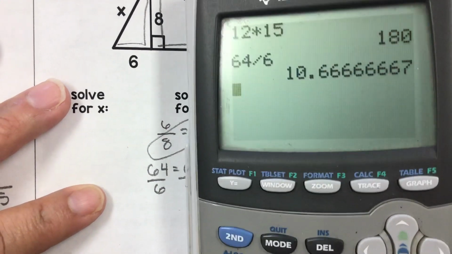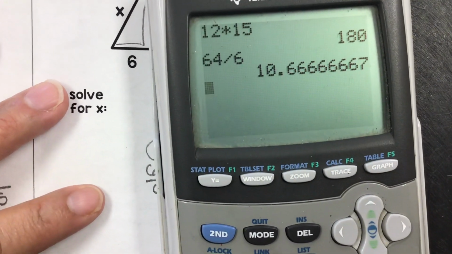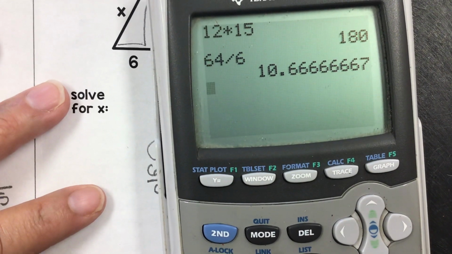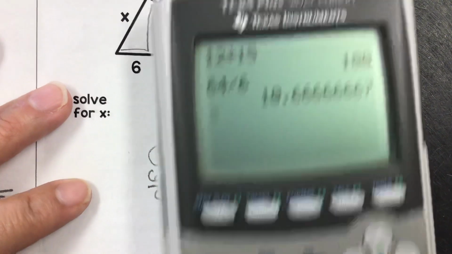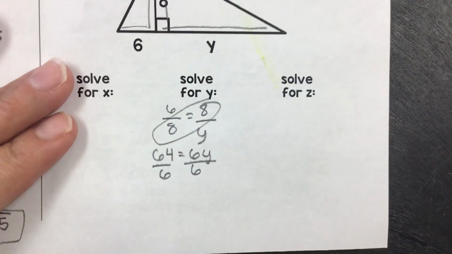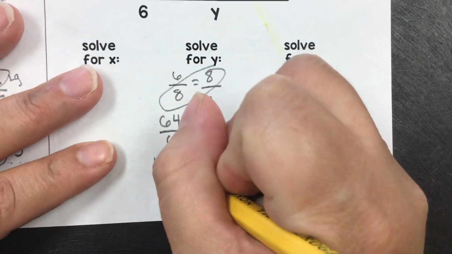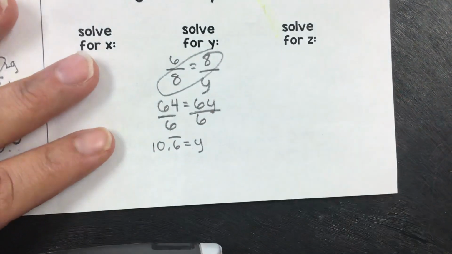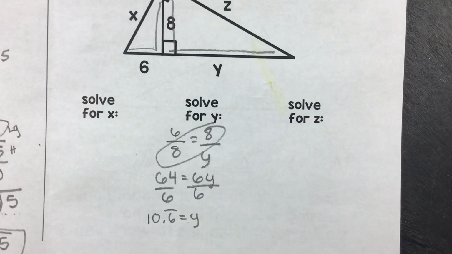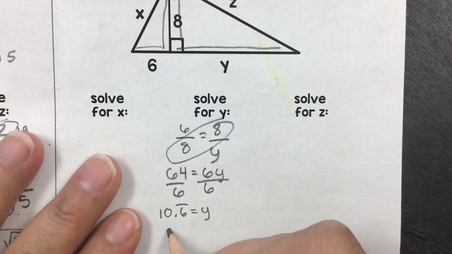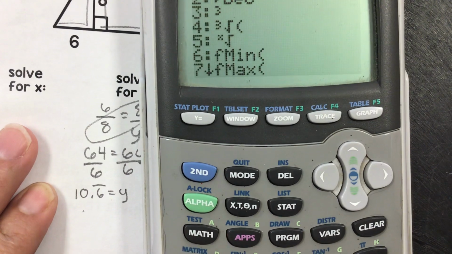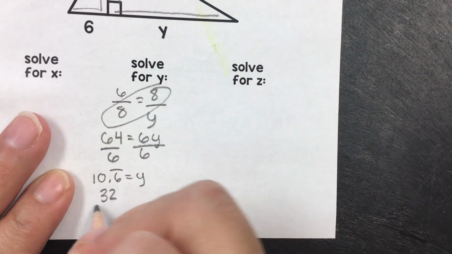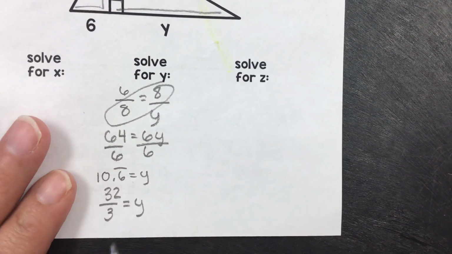Gives you that. You can write it as a decimal. I'm going to write it as a fraction just because the rounding will mess up our problems on the other parts. So you can write the decimal. Make sure that you put the marking of the 6 point repeating. So I'm going to write it down. 10.6 repeating is the y value. But since I have to use it to solve for the other problems, I'm going to write this decimal approximation. And you just hit math, enter, 32 thirds. 32 thirds is the value I'm using.